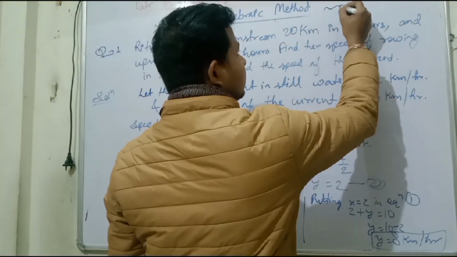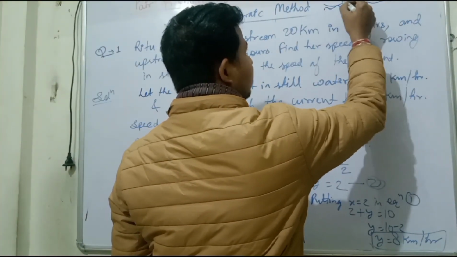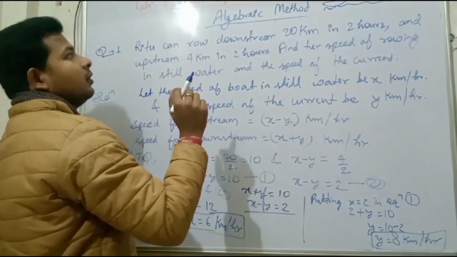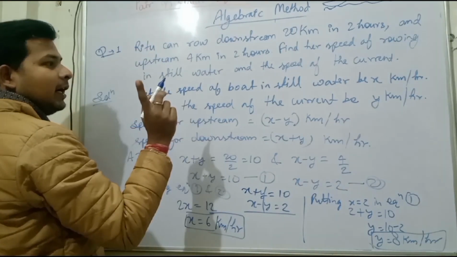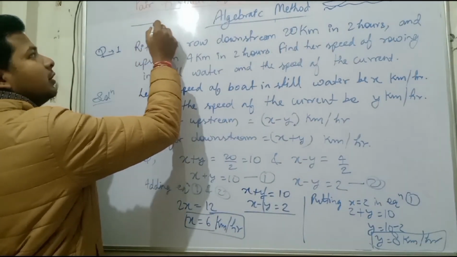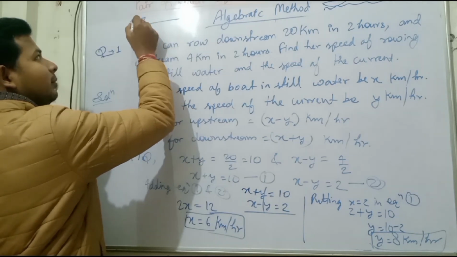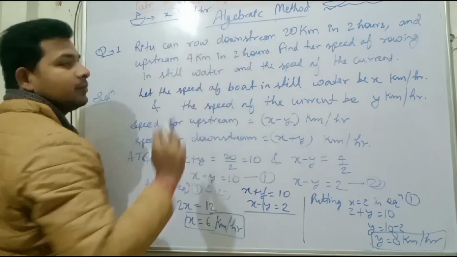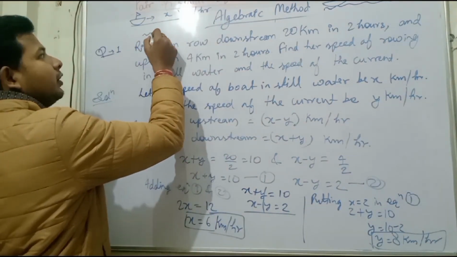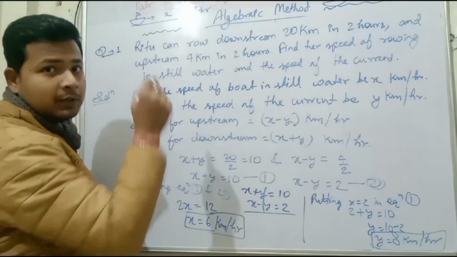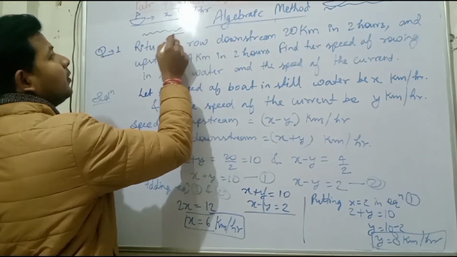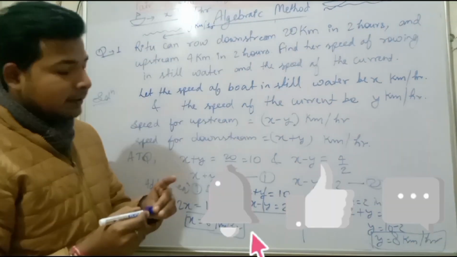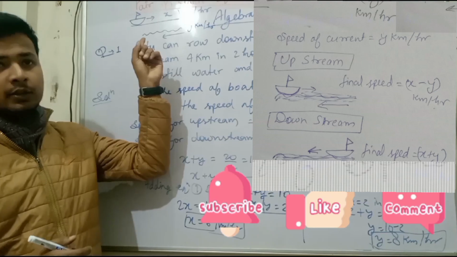First of all, if there is a river and one boat is on the river, let us suppose that in the starting the water is still. At that time, the speed of the boat was x kilometer per hour. Now, the speed of the current, which means the speed at which the water is flowing, is y kilometer per hour.